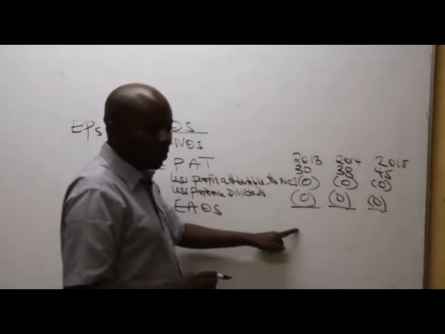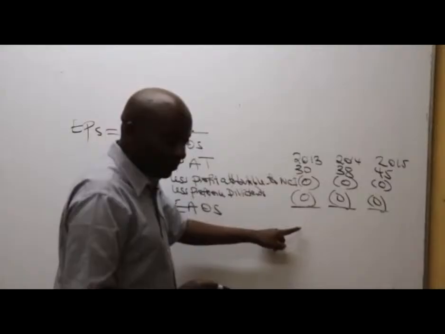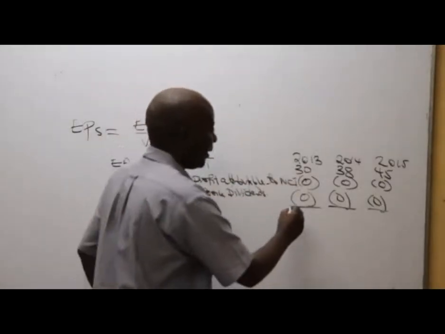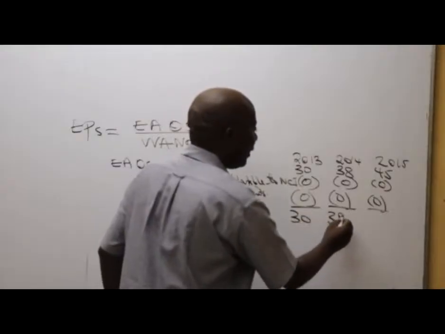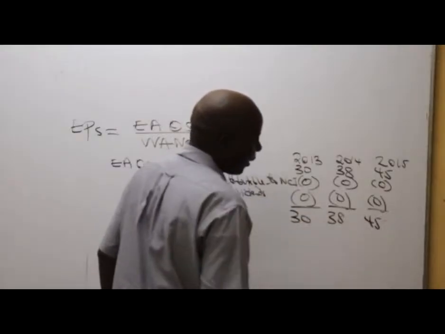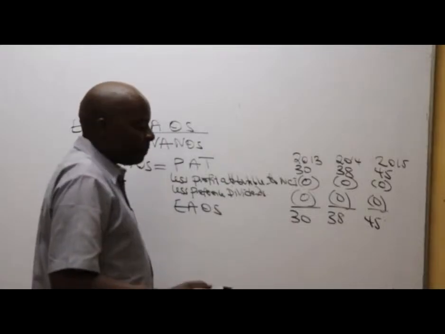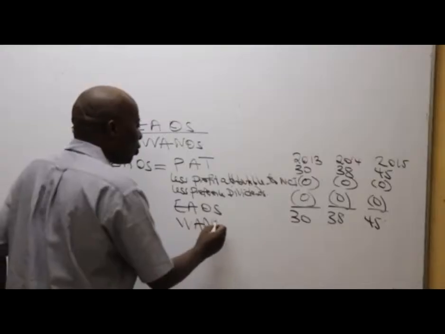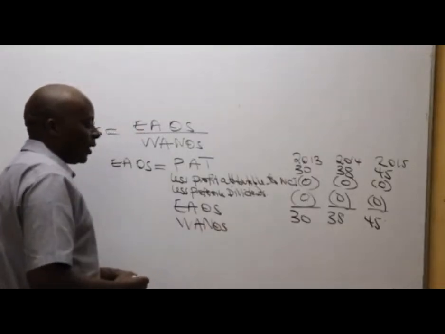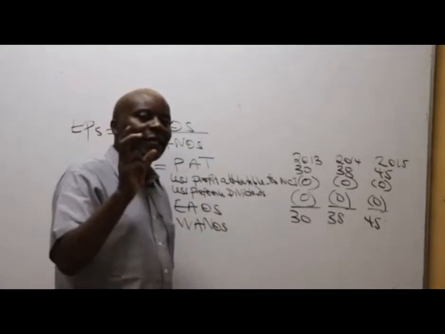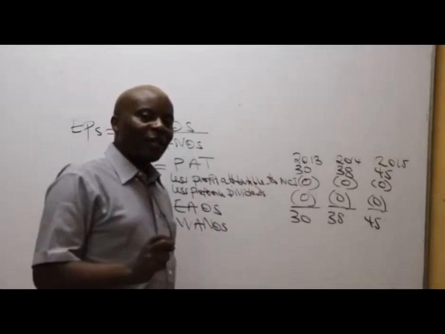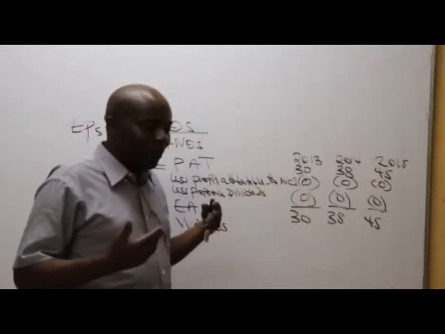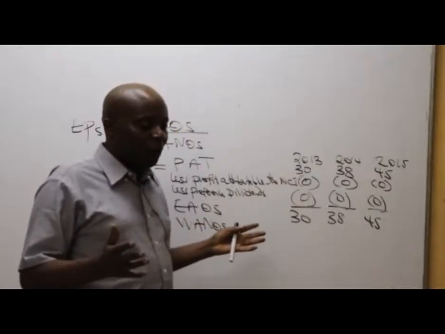Hii inakuja ngapi? Inabaki the same. 30. Hii inabaki 38. Hii inabaki 45. Alafu kumbuka, tunataka pia one-offs. Could you kindly, I know we have got big figures, could we kindly capture those figures in millions? Remember the profits that we have here are in millions. So I'd want everything here to be in form of millions.